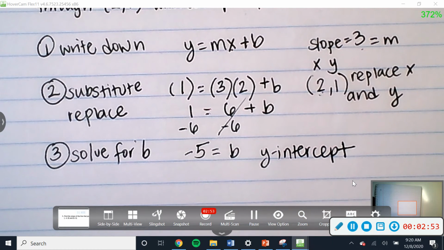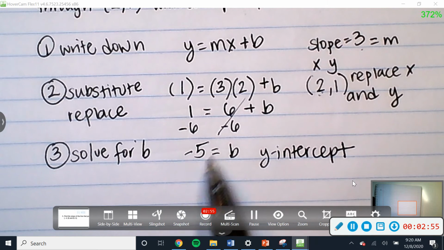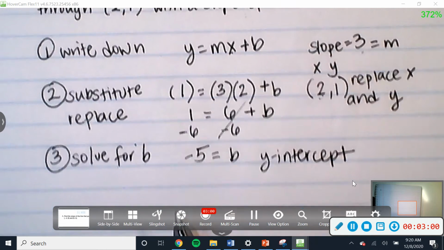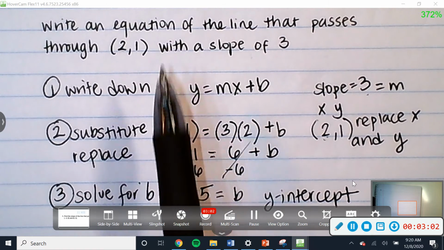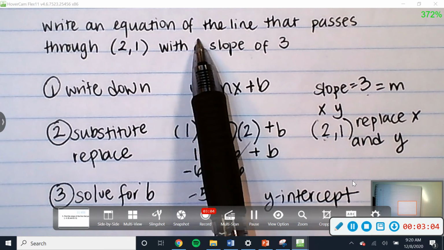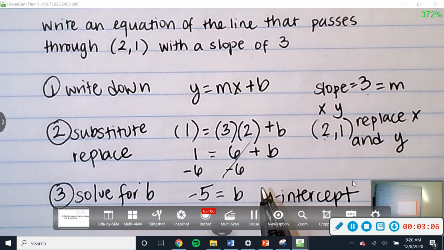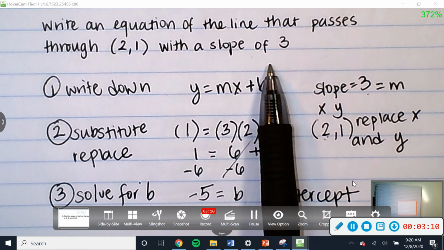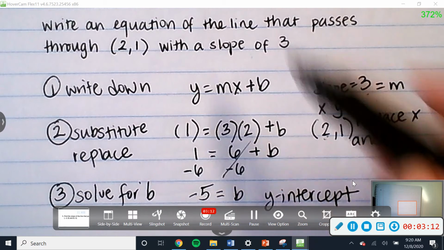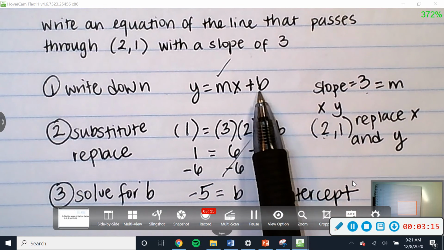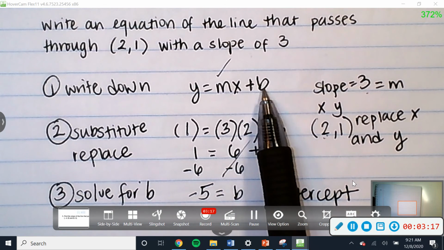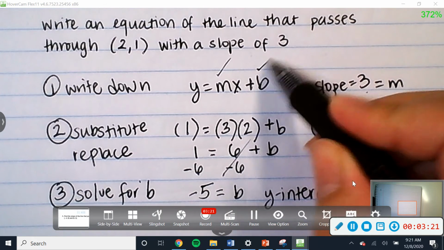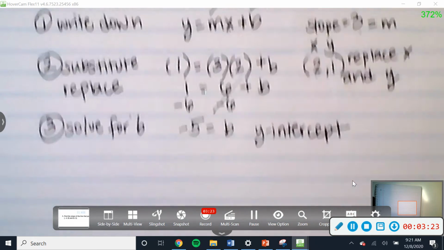Once we have figured out our y-intercept, negative 5, we need to put this together as our answer. The original question asked us to write an equation of the line. That means we need to write an equation in y equals mx plus b. So we know the slope already. They said slope is 3, so we already know this. We just figured out what b is. We solved and we figured out b is negative 5. So all we have to do is put that together in our equation.